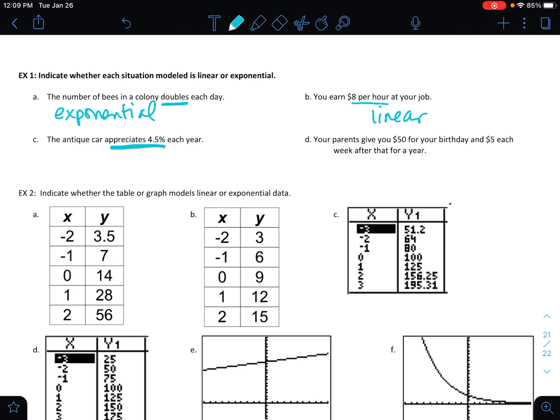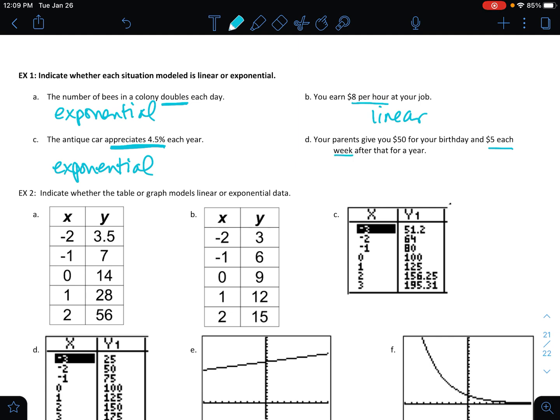The antique car appreciates 4.5% each year. Okay. Typically percentages are exponential. So even though it's going up at the same percentage per year, it's going up by a percentage, which is going to cause it to go up rapidly after a few years. So this is exponential.